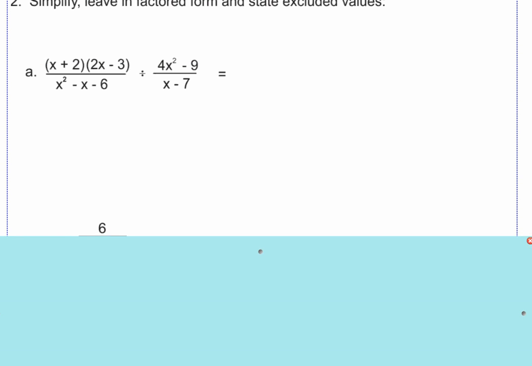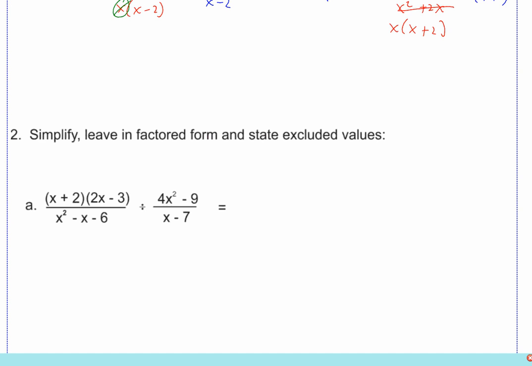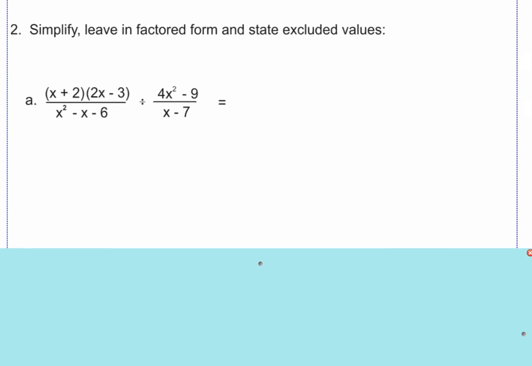All right, so what if they ask you for excluded values? I got a couple more here. Number 2 says simplify, leave in factored form, and state excluded values. I'm going to let you guys do this one, and I'll leave the screen on, so if you get stuck, you can see what I'm doing. But I'm going to try to delay. So go ahead and do A, and don't forget as well to state any excluded values.